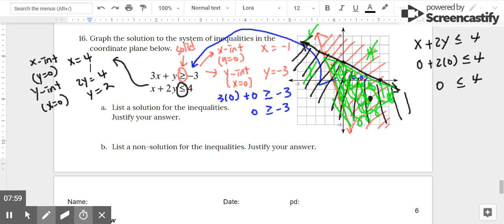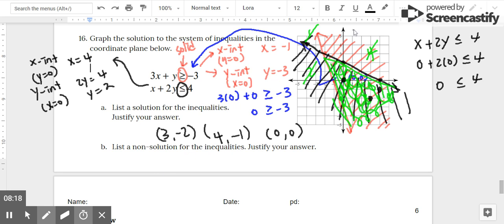So I'm going to choose 3, -2. 3, -2, or you can say 4, -1. This point is also working. 4, -1, or 0, 0. 0, 0 is also here. Any points in this area are going to be the answer.